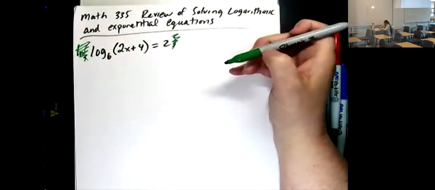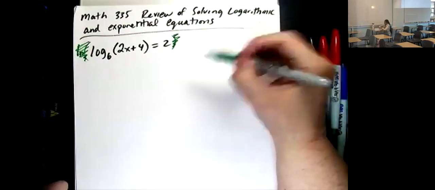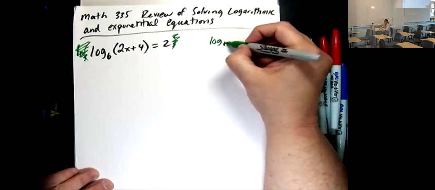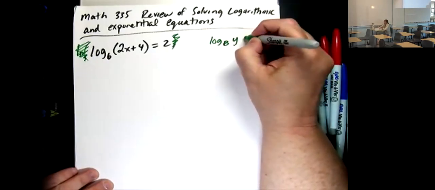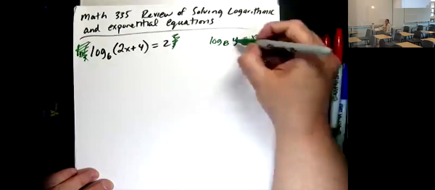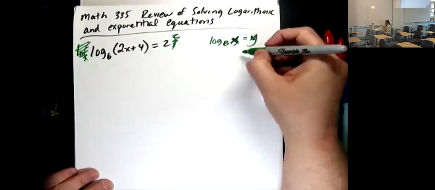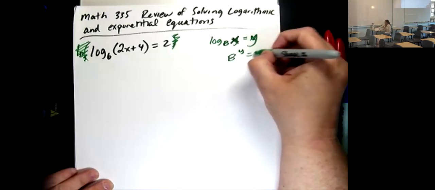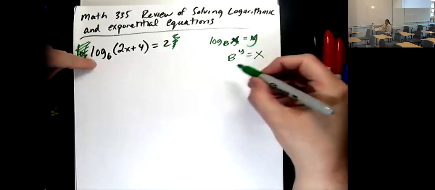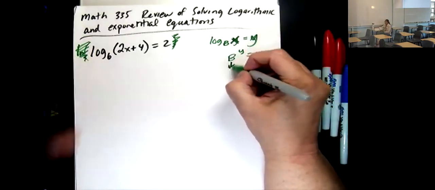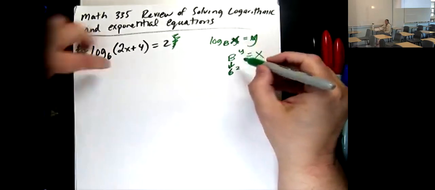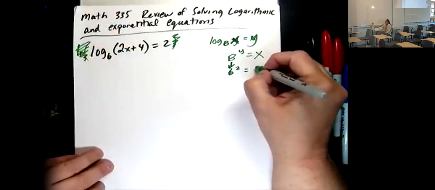So one thing we can do is we can use the rules that we have and rewrite this. This is log base b of y equals x. And this becomes, wait, I got it backwards. b to the x equals y. So this is b to the y equals x. B here was 6. So that's a 6. The y is the opposite side, so that's a 2. And x is what's inside the logarithm. 2x plus 4.